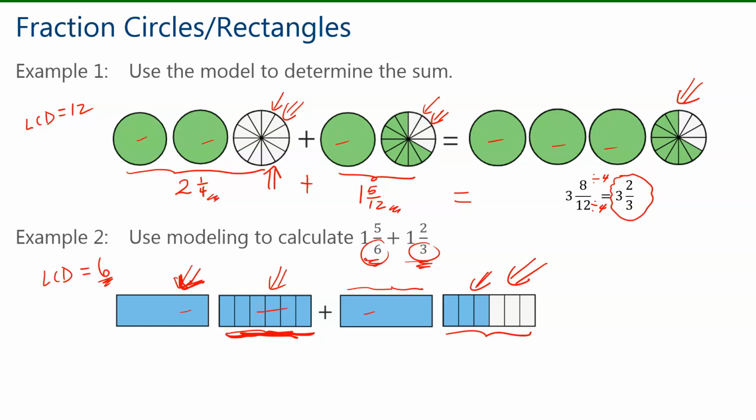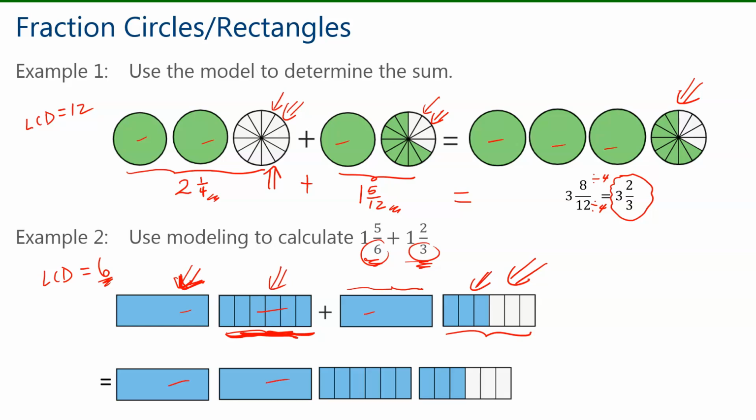So what do we get now in total? 3 wholes and 3/6 of another. 3/6, though, the proper fraction piece here, that can reduce. We know that will go to 1/2. So our final answer, 3 1/2.